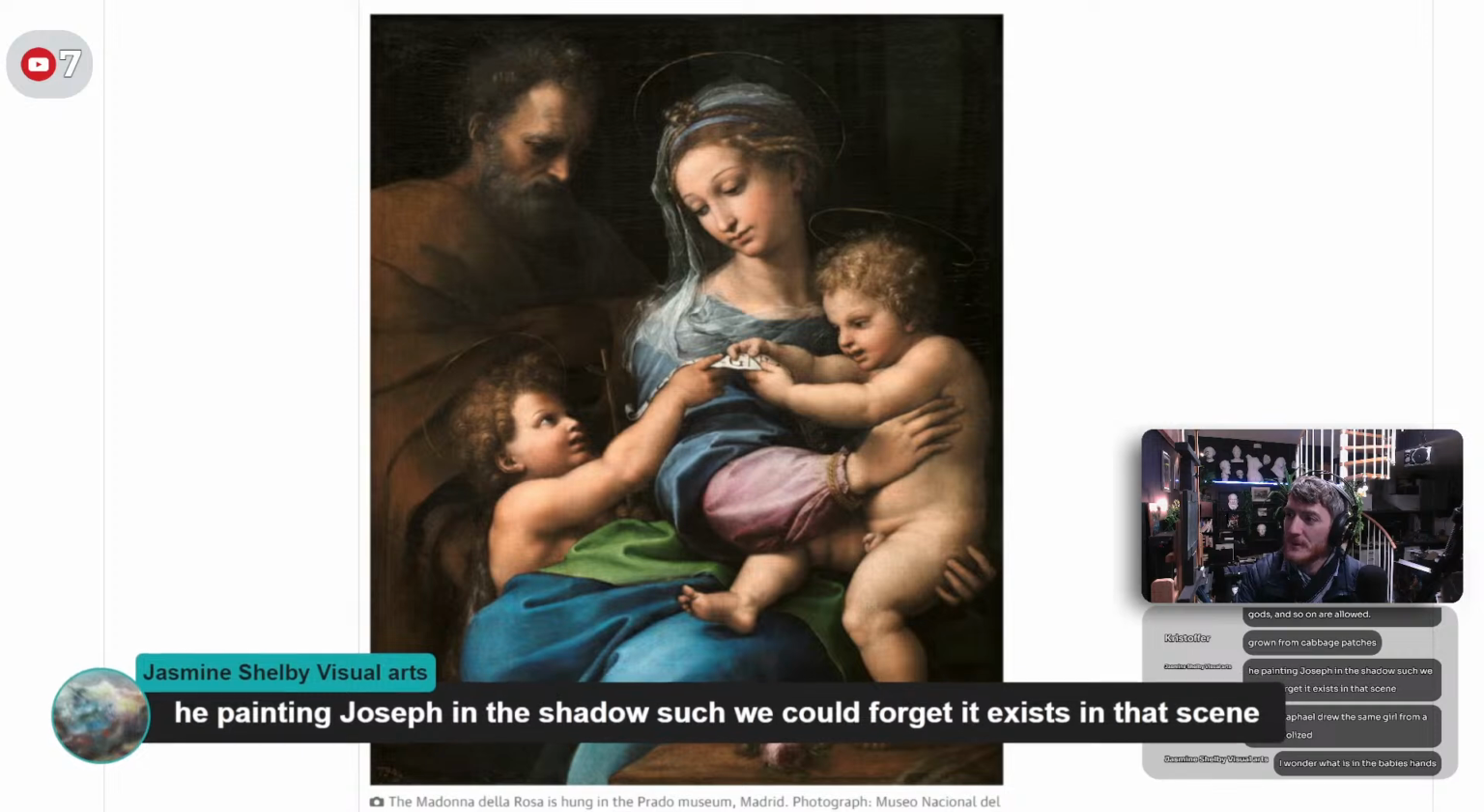He painted Joseph in the shadows such that we could forget it exists. Pretty much, I think it was intentional, which is why I would need to see it from closer, but I could still see that face as being done by Raphael. I still find it solid.